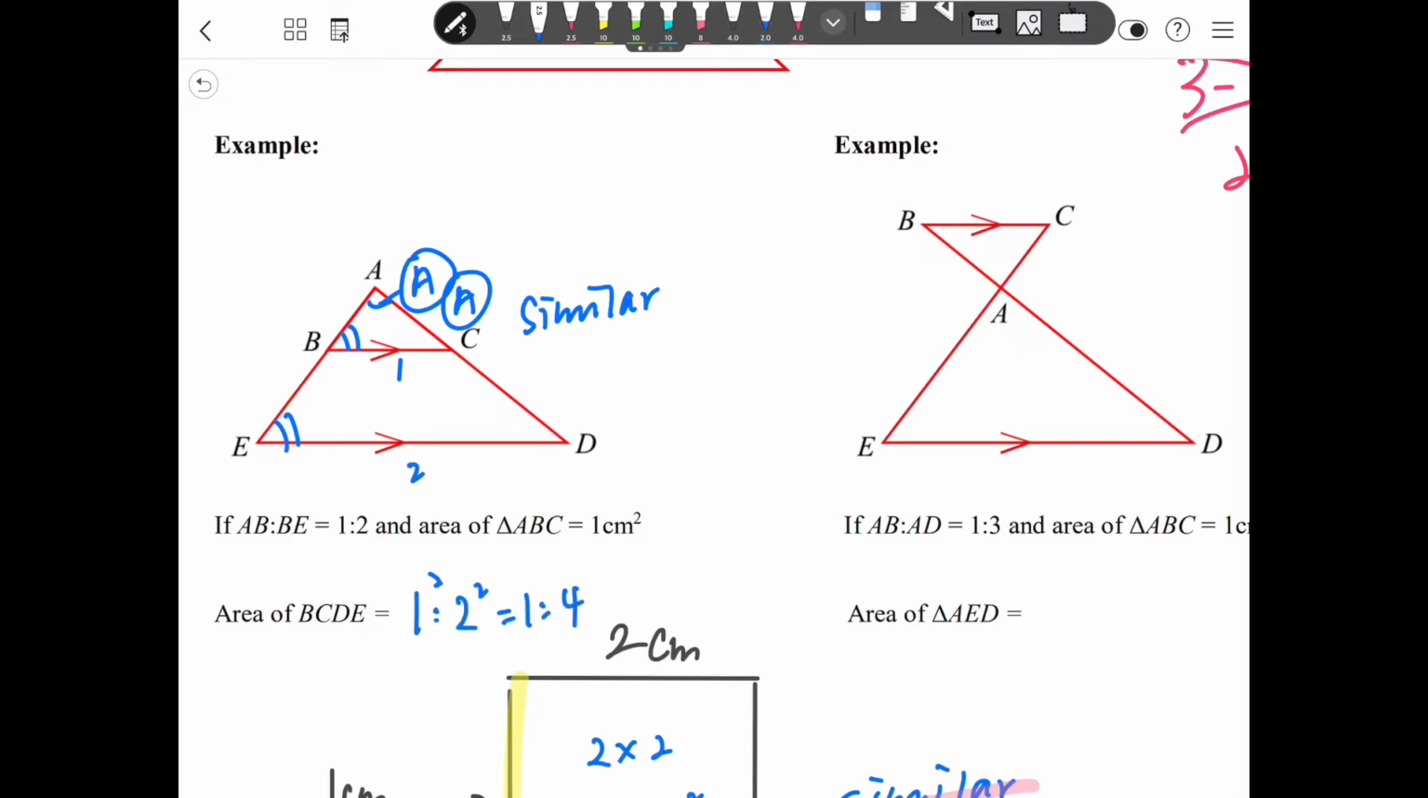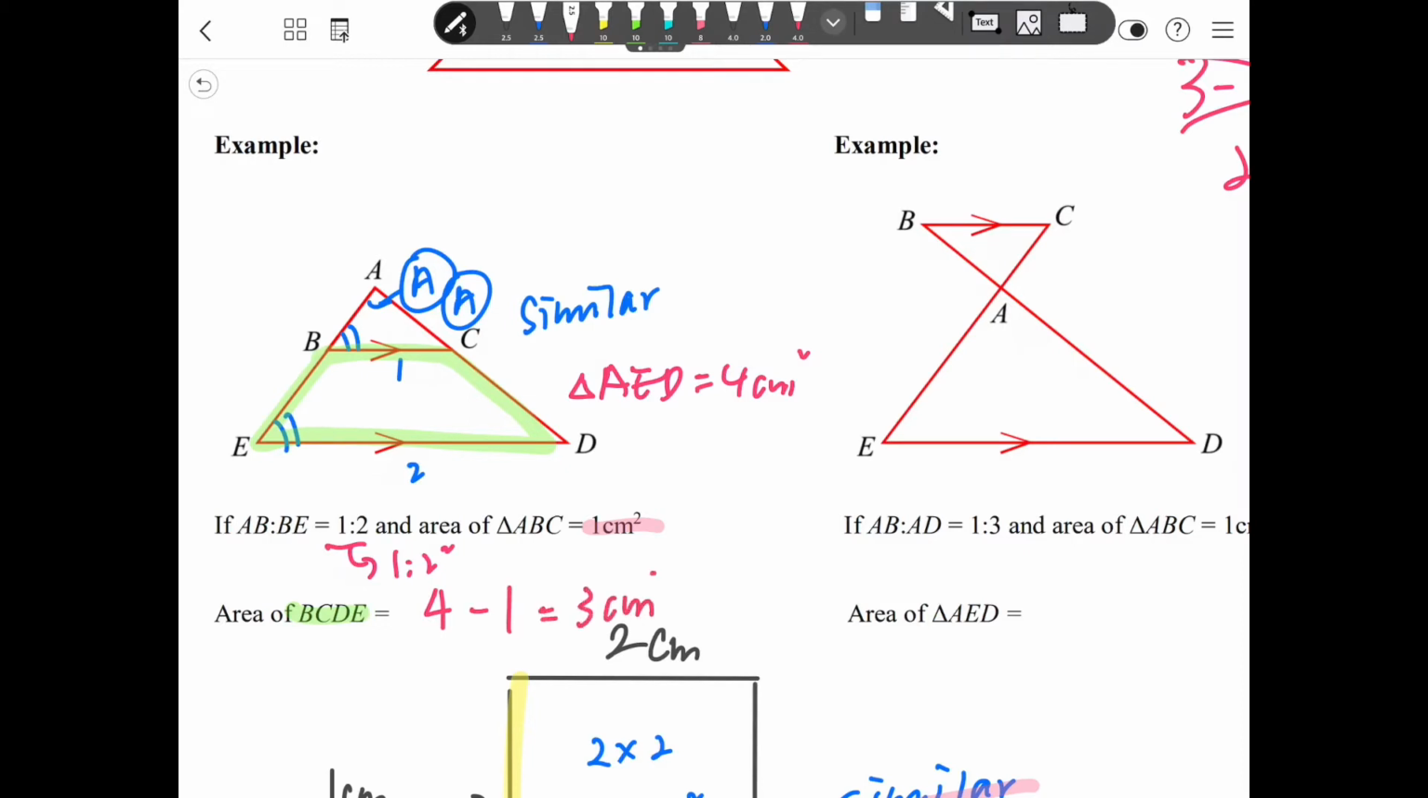Originally I say it's 1 square for this one, and it means the area of this triangle AED should be 4 cm square, because of 1 square to 2 square. Then this green area, BCDE, would be 4 minus 1, which means 3 cm square.